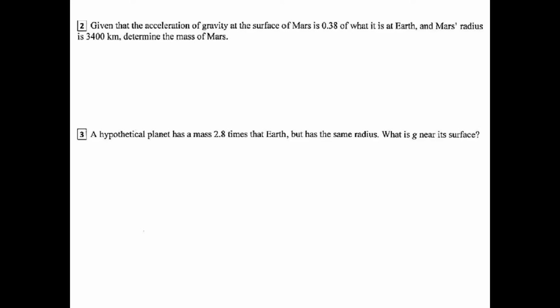Okay, back to the solutions to the two problems we left with. The first one, we're given the acceleration of gravity, or little g's value, on the surface of Mars, and we're told that it's 0.38 of what it is on Earth, or 0.38 times 9.8. And we're told the radius of Mars, and we're asked to determine the mass of Mars.